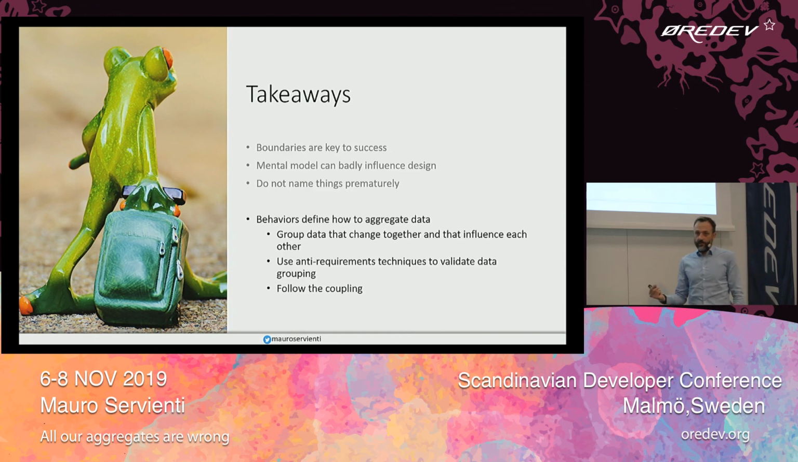So behaviors define how to aggregate data. And the most important thing is the first one. Group data that change together should stay together. That's it. The anti-requirements technique is something as stupid as, will there be a use case when the first letter of the last name is S, like in my case, that we're going to give a 10% discount to people? And that's obviously a no. So there's no point in keeping together the first name, the last name of the user, and the price.